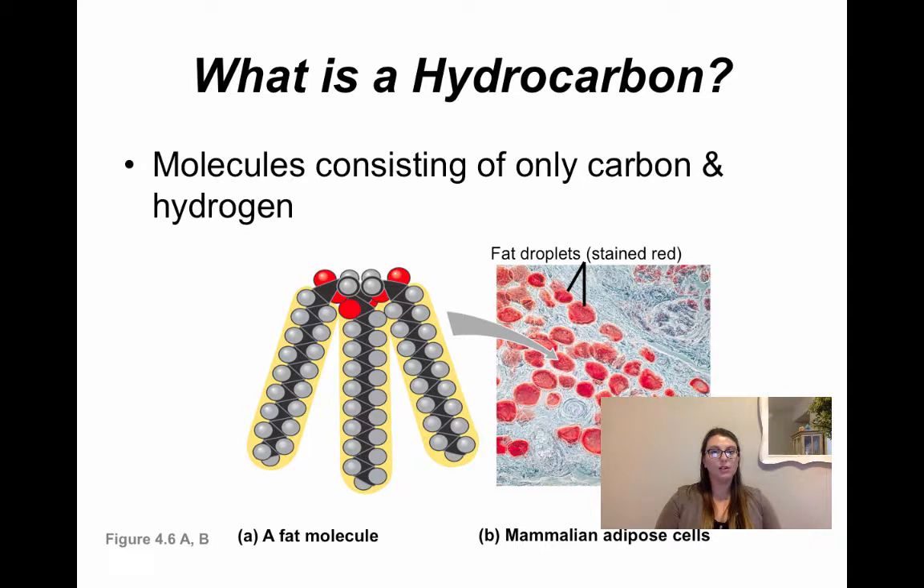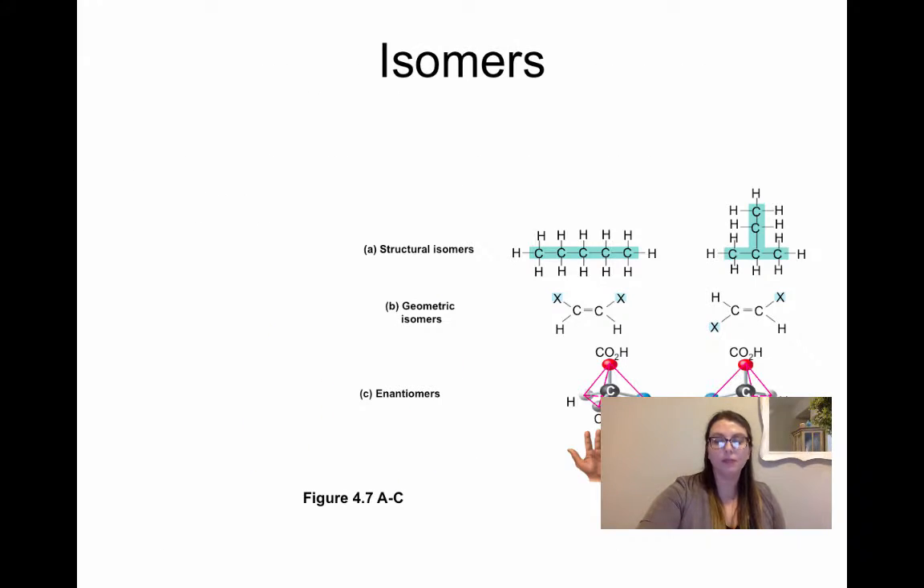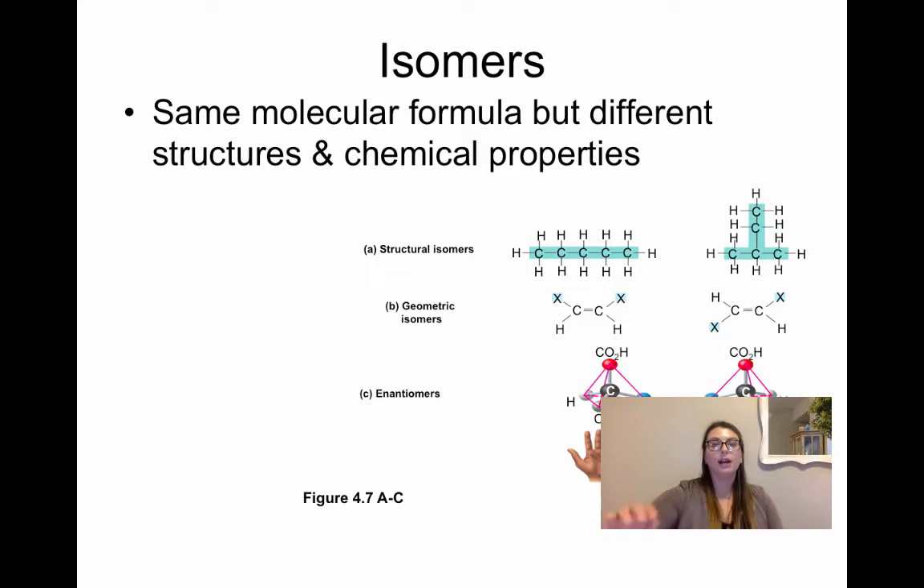It's got a lot of energy. So whenever you're taking in fat, you're taking in a lot of energy. It's very energy efficient. So an isomer has the same molecular formula, but different structures and chemical properties. And there's 3 different types.